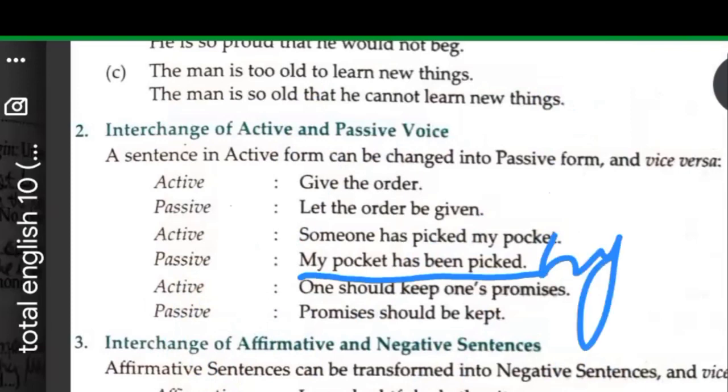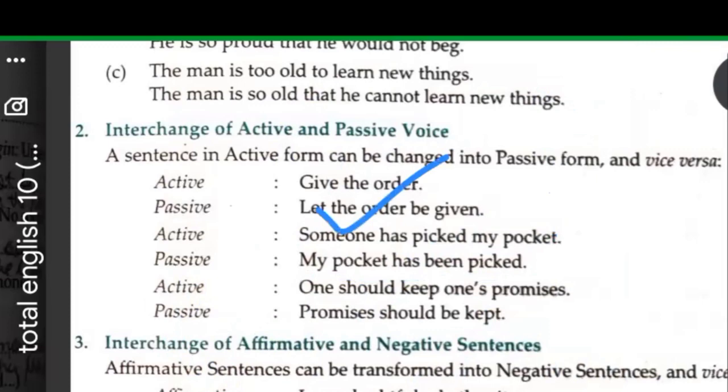Why didn't we use "by someone"? Why didn't we use it? Can anybody tell me why "by someone" is not used? Because it is common sense that someone is someone we don't know. If there is Ram or Sham or Sita, Geeta, Nita, Anita, whatever the names are, if the names are given over there, then we are sure about it. The person has been someone else. Like, who is that someone? Okay, so there we have to mention: my pocket has been picked by Ram.